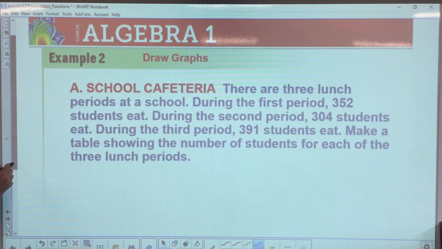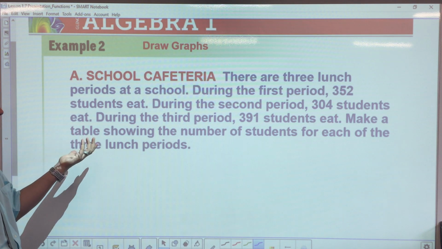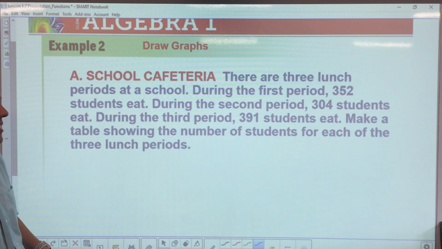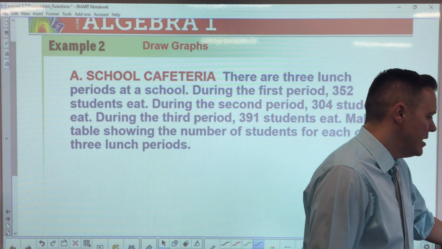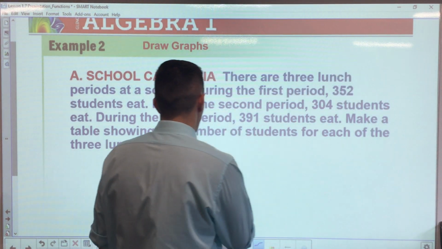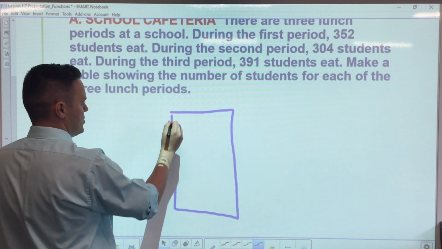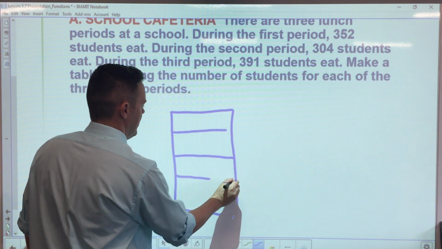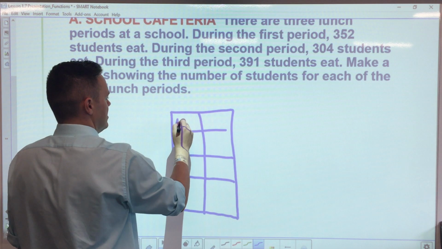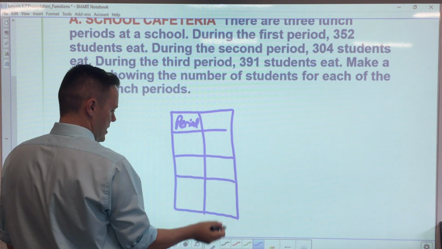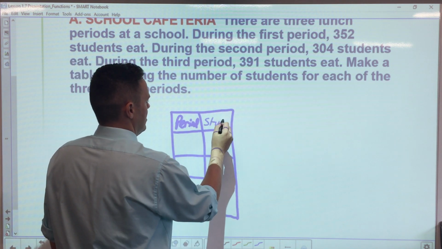All right. So drawing graphs. School cafeteria, there are 3 lunch periods at school. So what we're going to do is draw a graph, make a table showing the number of students for each period. Remember what a table looks like. Sorry, not a perfect square. That's a table. On the table, we're going to have your periods, and this is going to be students.